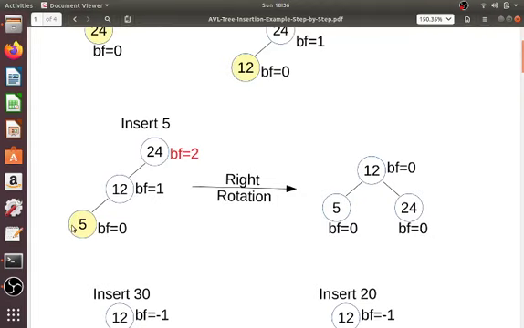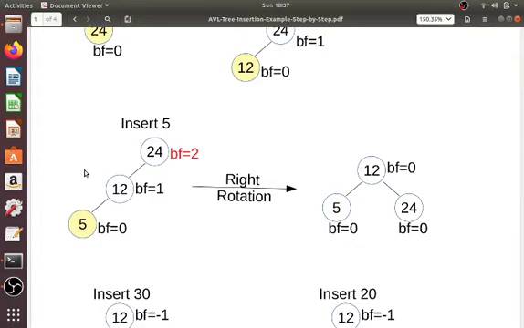While moving upwards, we carry out the balance factor recalculation. Balance factor of 5 is 0. Balance factor of 12 is plus 1 and balance factor of 24 turns to be plus 2. 24 is the unbalanced node and we need to carry out the rotation to restore the balance factor. With respect to unbalanced node 24, 5 was inserted in a left manner. So to restore the balance factor, we need to carry out the single right rotation.